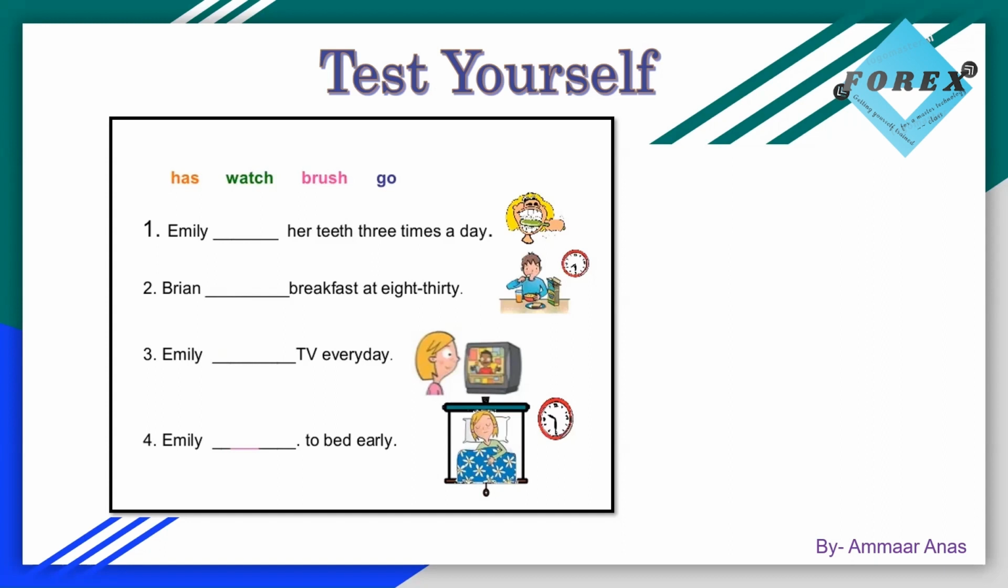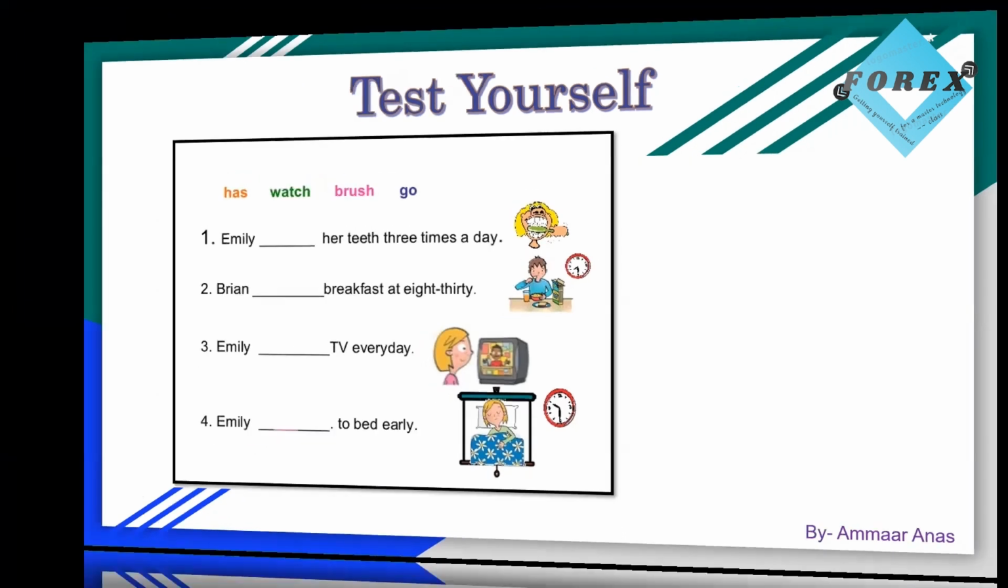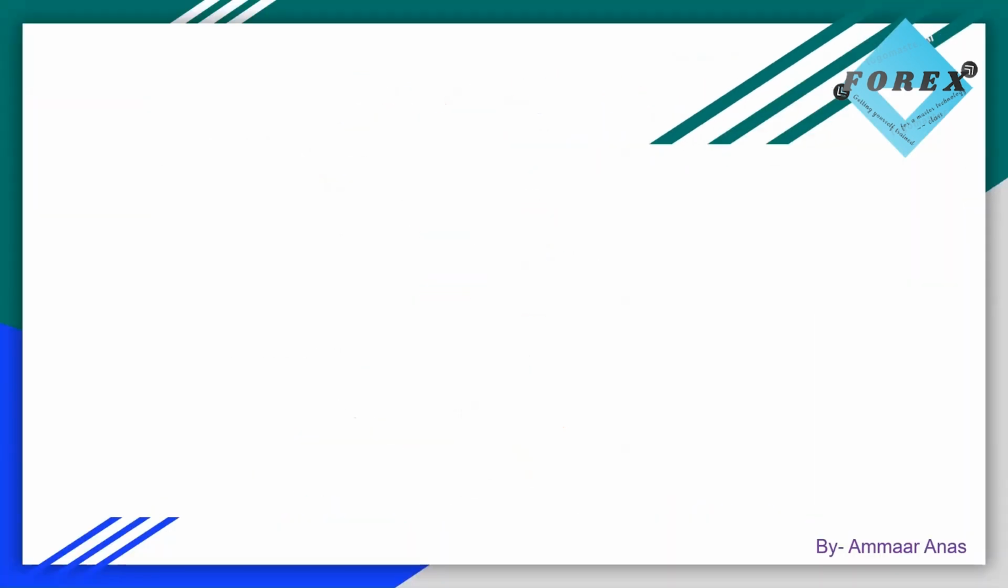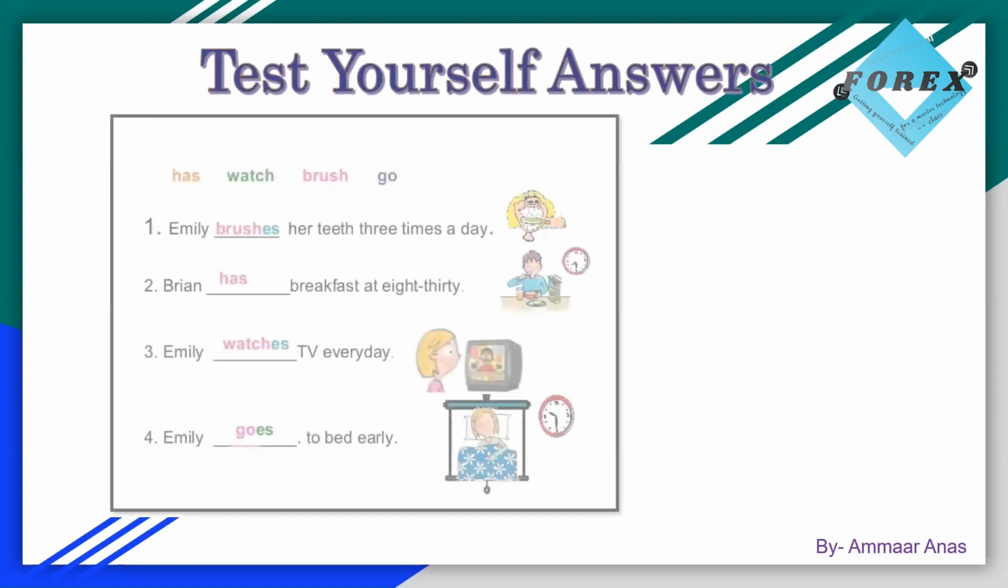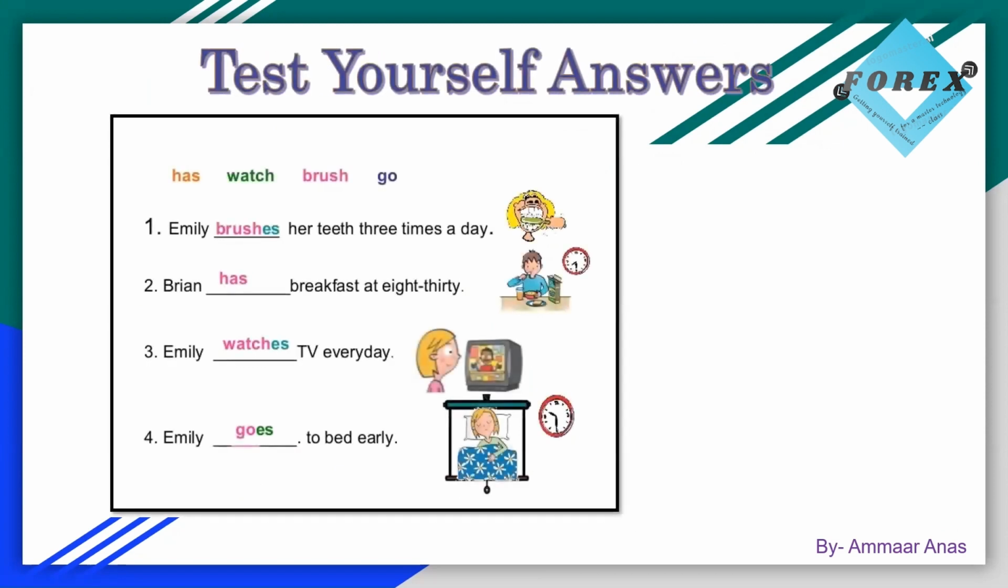And then we can see she's watching television. So Emily watches television. Watch and es. And then we have finally she's sleeping. Emily goes to bed early. So she goes to bed early. Now let's check out the answers. Okay. Yes, we have done it right. So you can see over here, it's brush, yes, watch, yes, go, yes.